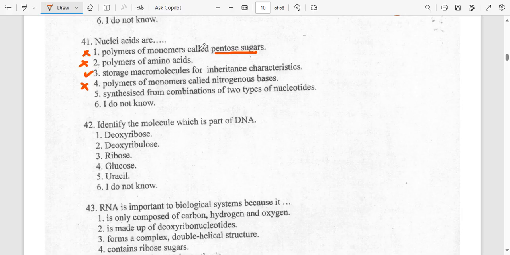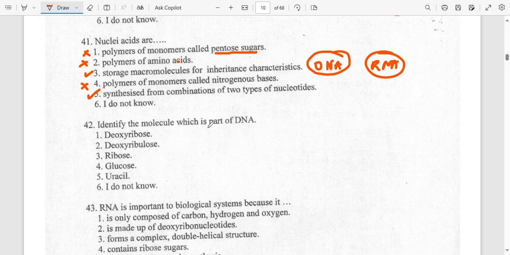Nitrogenous bases, pentose sugars, and the phosphate group are just components. They are not the monomers. Synthesized from combination of two types of nucleotides. So this is true. Now option 3, storage macromolecules for inheritance characteristics. We've got two types of nucleic acids, DNA and RNA. DNA will be used for storage, but not RNA. So this option is too generalized. That's why the best we can put is option 5.